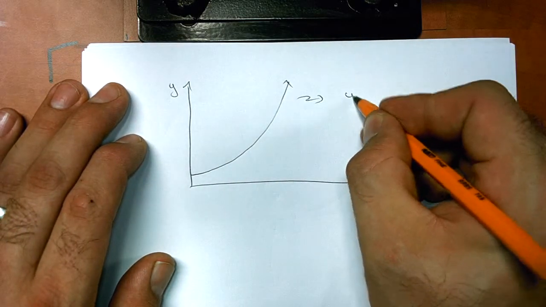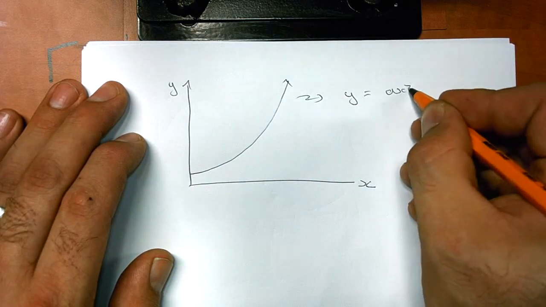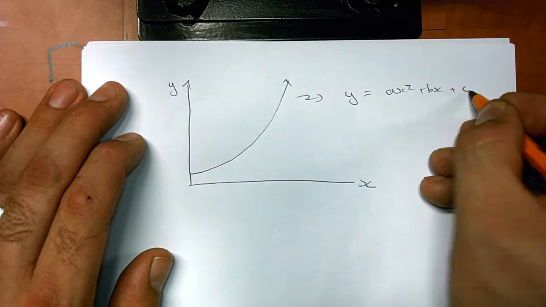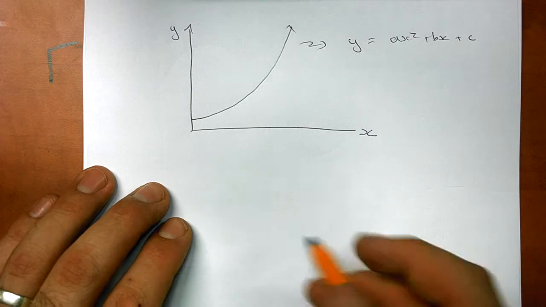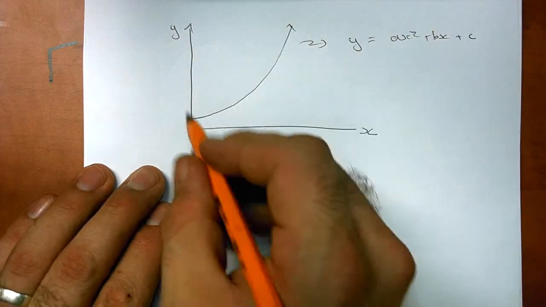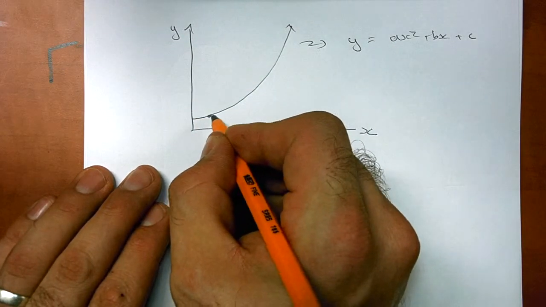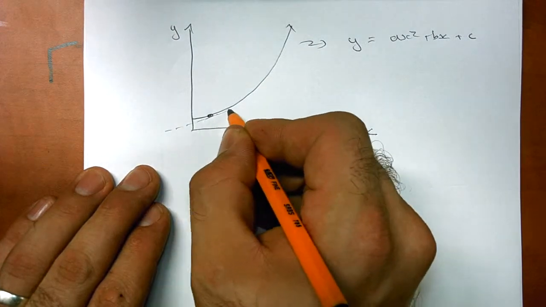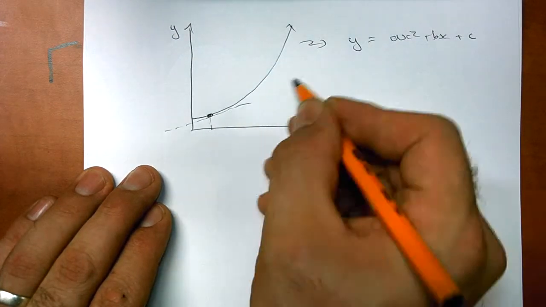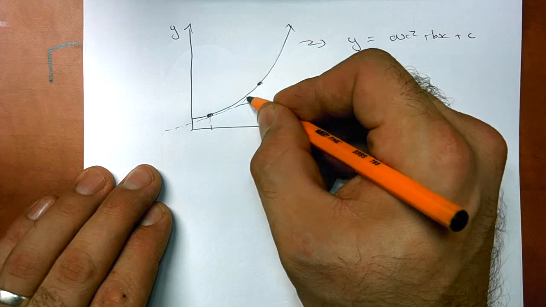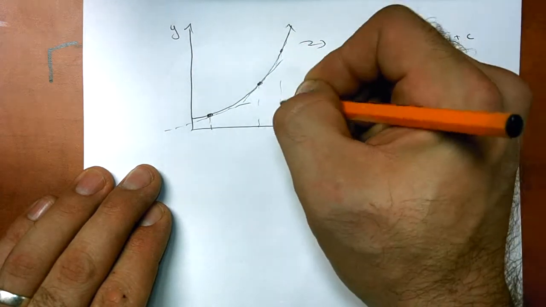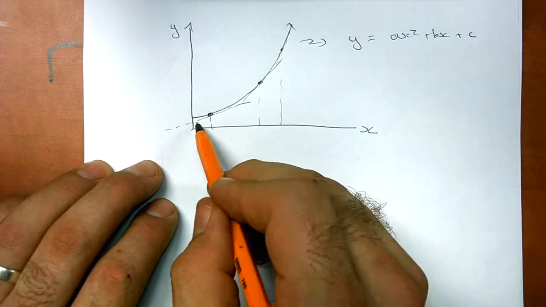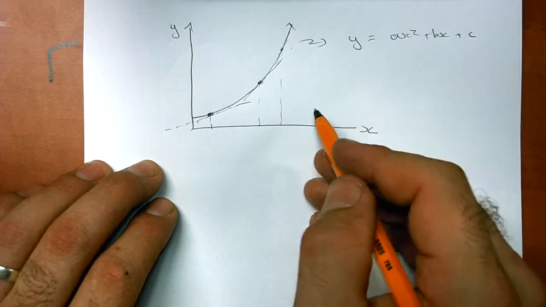So we've got y equals ax squared plus bx plus a constant. Then we said the first derivative tells me, if I want to figure out the slope of this curve at that value of x, or the slope of this curve at that value of x, the values of these slopes are given by the first derivative.